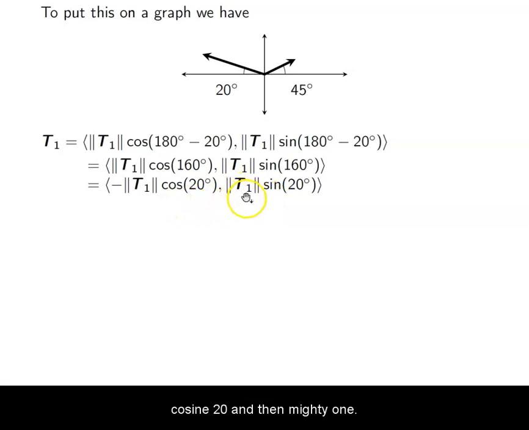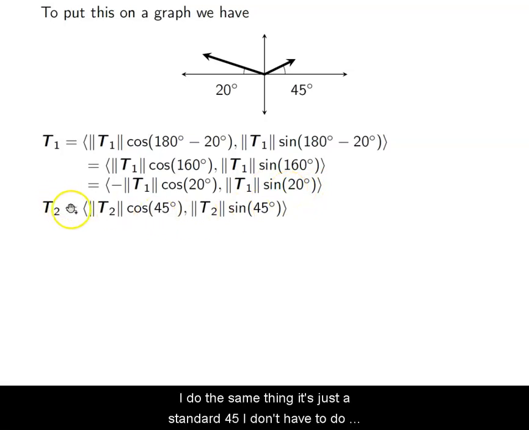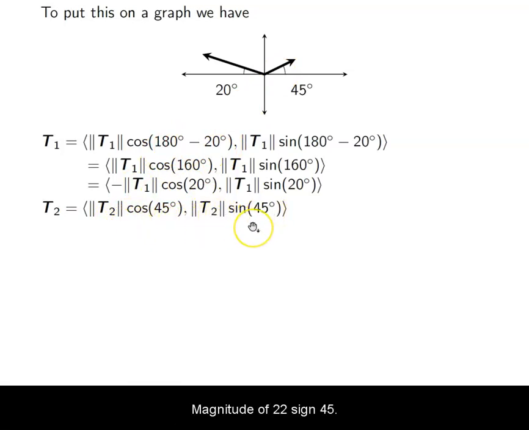And then my T1 sine of 160 is the same as sine of 20, right? It doesn't matter for this one. So T1 I can represent with this vector in its horizontal and vertical components. T2 I do the same thing. It's just a standard 45. I don't have to do any adjustments with angles. So magnitude of T2 cosine 45, magnitude of T2 sine of 45.